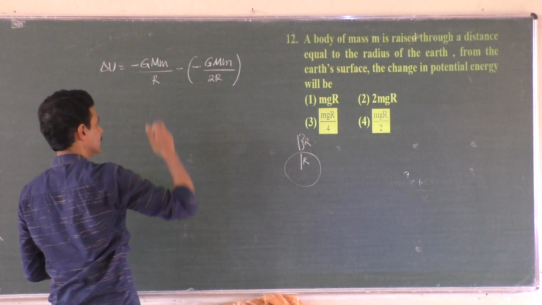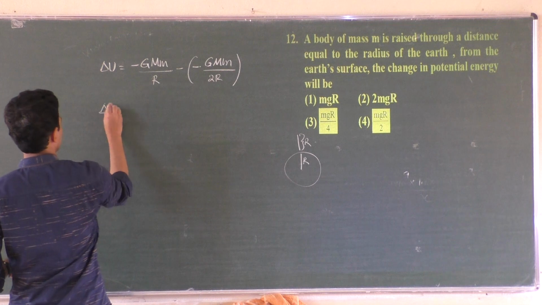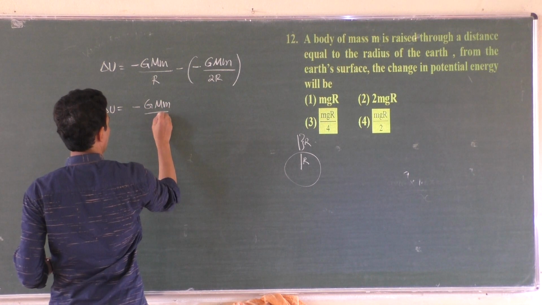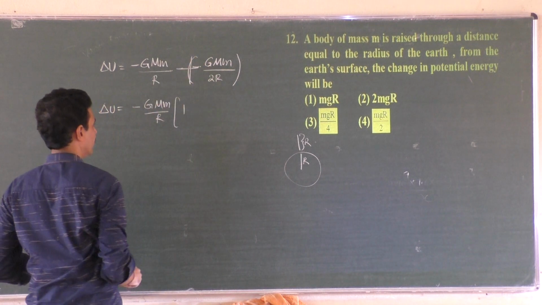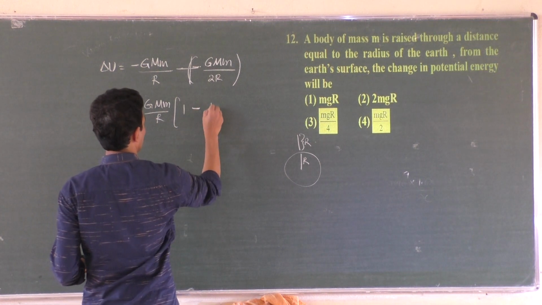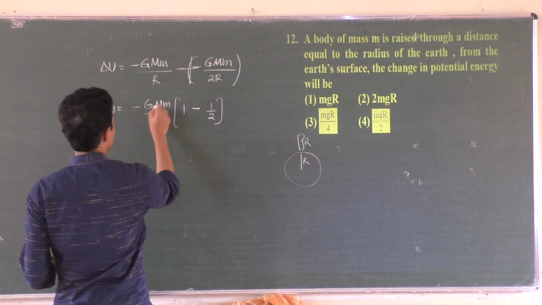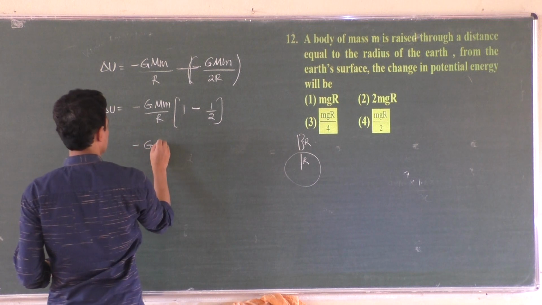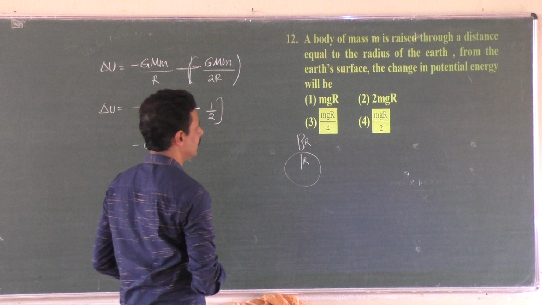Only the distance increases. So the change delta U is equal to minus G M m by R into 1, and this becomes plus, minus of minus, it is 1 minus 1 by 2, correct? No, it is minus G M m by R. If I take it outside, 1 minus half, this is half, minus G M m by 2R, this is the answer, minus G M m by 2R.